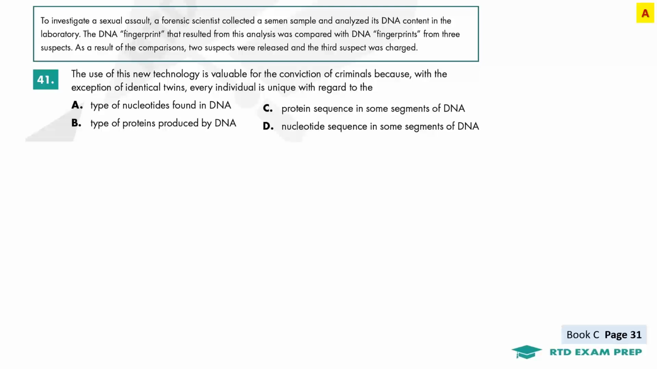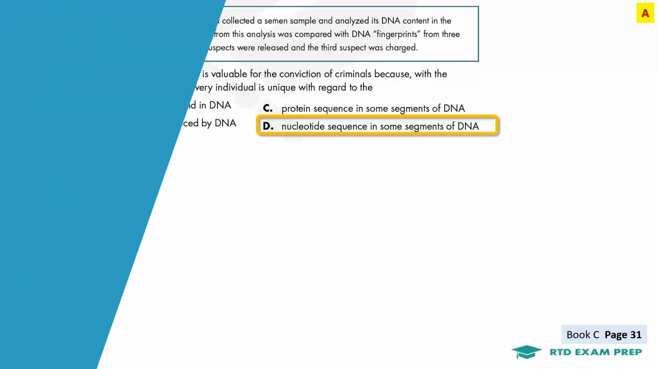Where? Not in our types of nucleotides, not in our types of proteins. Types of nucleotides would mean you got something other than A, T, C, G. We all produce similar proteins. It's not our protein sequences that we're analyzing, it's our nucleotide sequence. What order are our bases in?